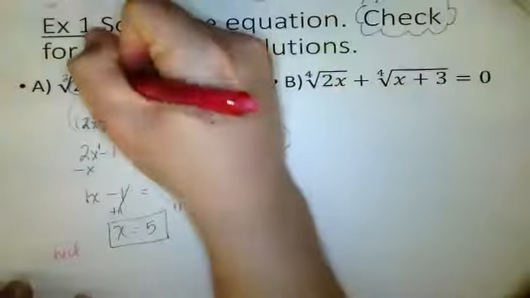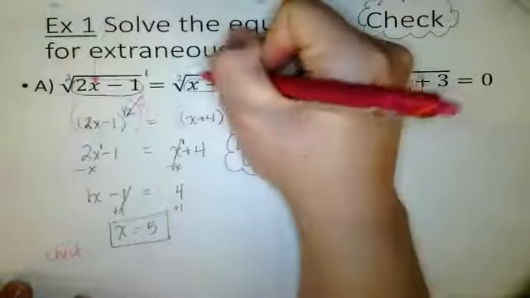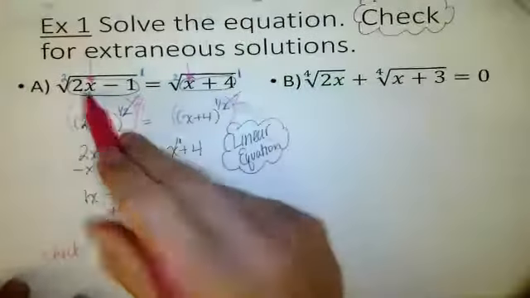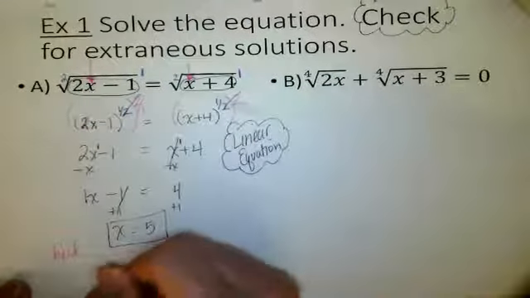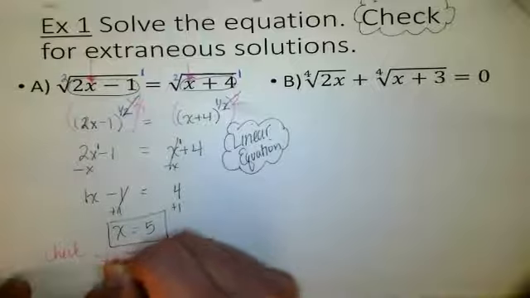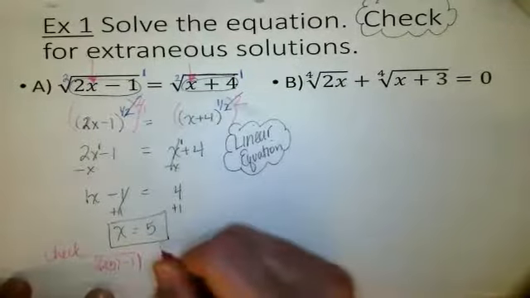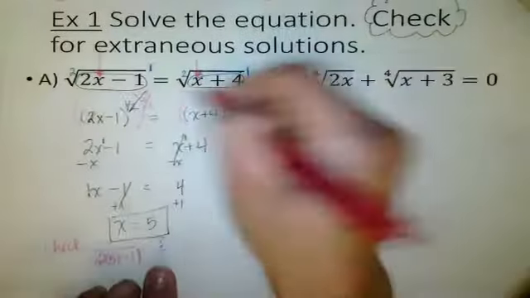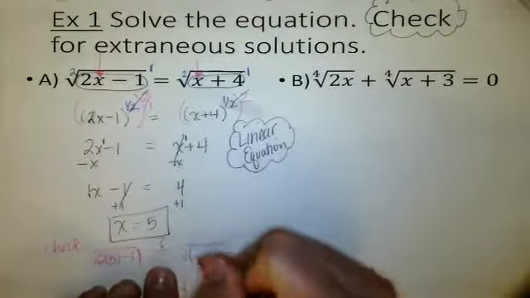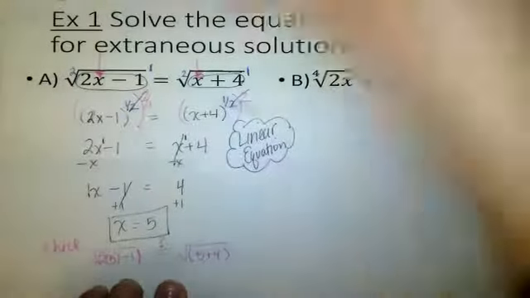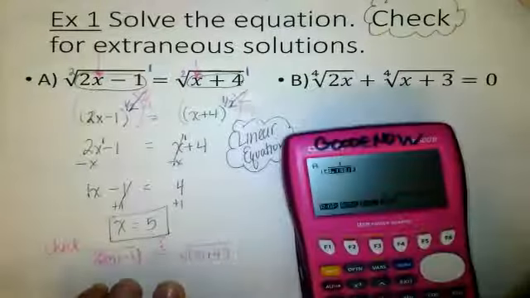And so I'm going to go back to my original equation and drop in the 5 for all of these x's. So square root of 2 times 5 minus 1, and all that is under the radical. And I need to know, does it balance with the right-hand side? 5 plus 4 under the radical. So most of you guys in here have the Casio, so I'm going to use that.